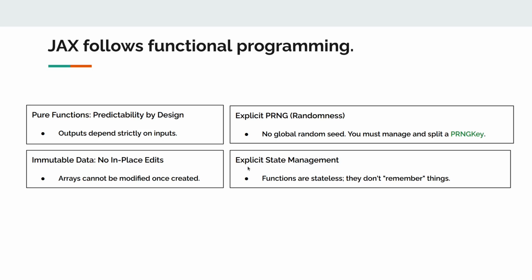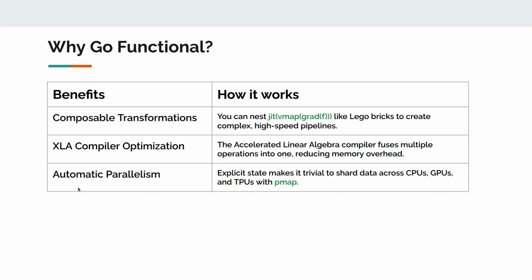Then comes explicit state management. Since these are just functions, they are stateless and they don't remember things the way it normally happens with classes. What are the benefits of having a functional program? You can create composable transformations, where it looks like one function inside another function. It looks like Lego bricks to create highly complex and high-speed pipelines.